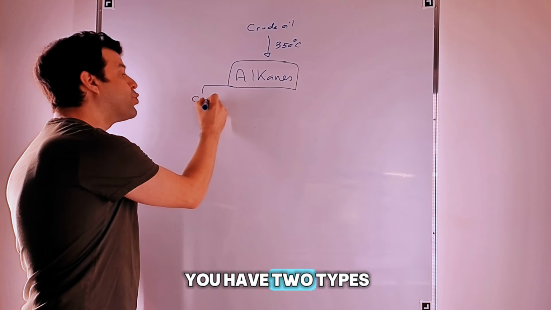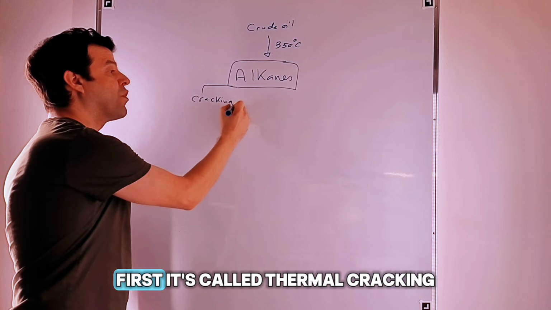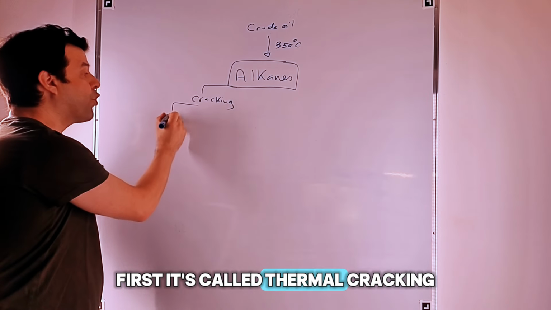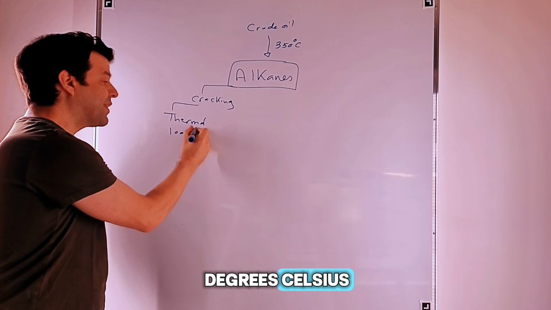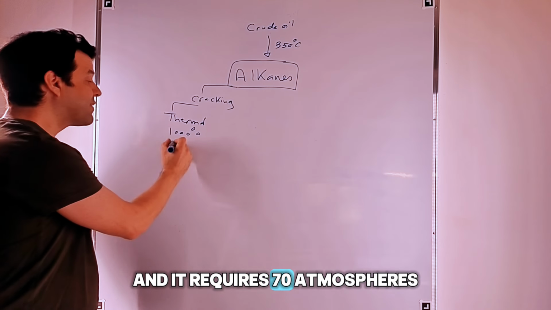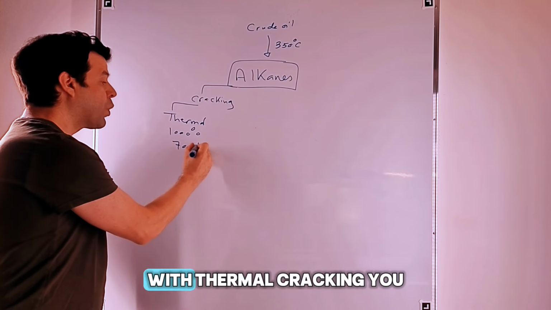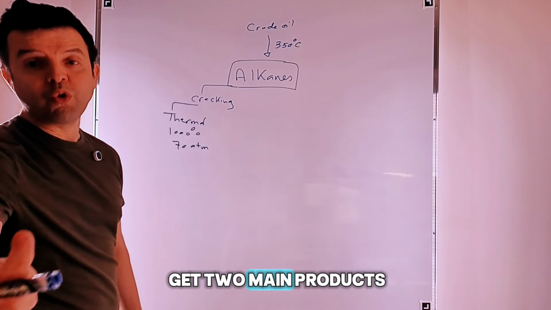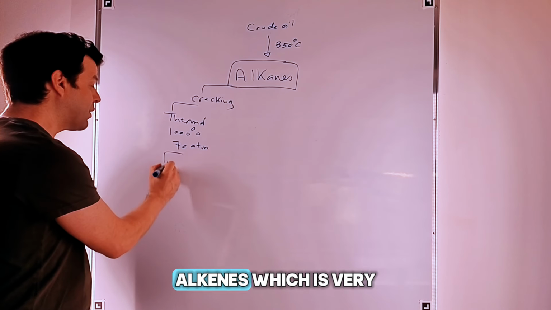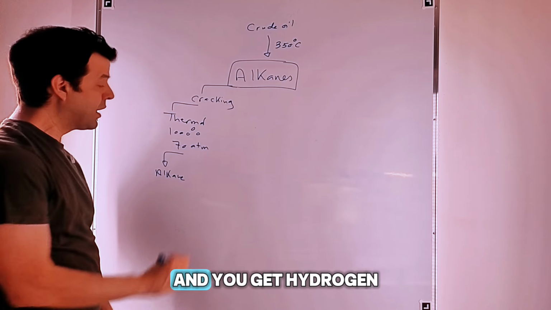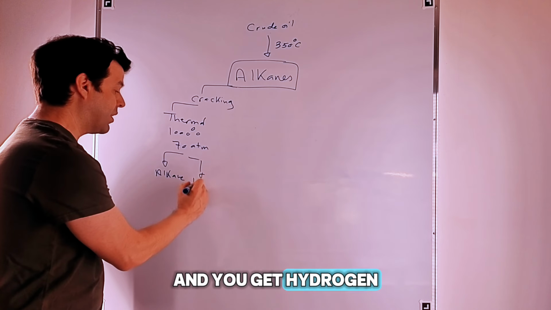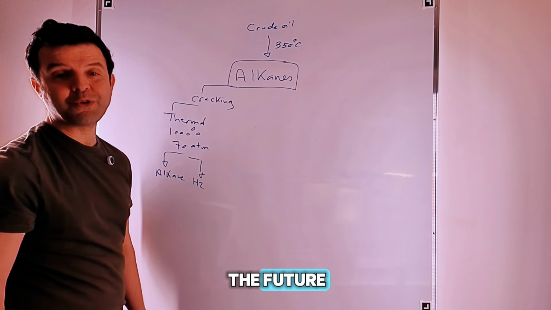You have two types of cracking. First, it's called thermal cracking. Thermal cracking requires 1000 degrees Celsius and it requires 70 atmospheres. With thermal cracking, you get two main products: alkenes, which are very useful for making polymers, and you get hydrogen. That's the fuel of the future.